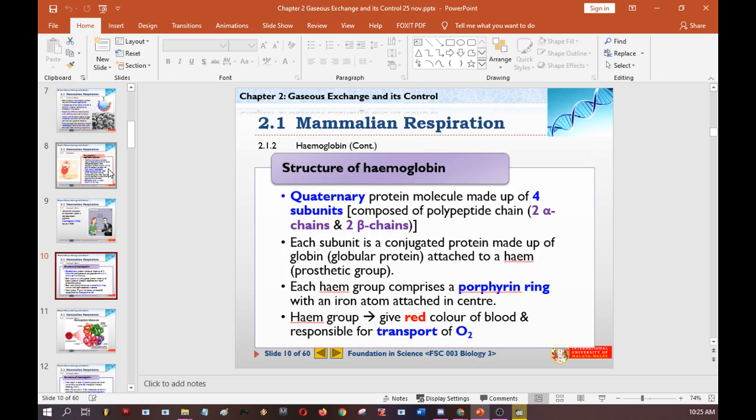Hemoglobin is made out of four subunits of protein, two alpha and two beta, and each subunit has a heme group and a globin protein. Within each heme group is a porphyrin ring with an iron atom. This group is the one that causes your blood to be red.